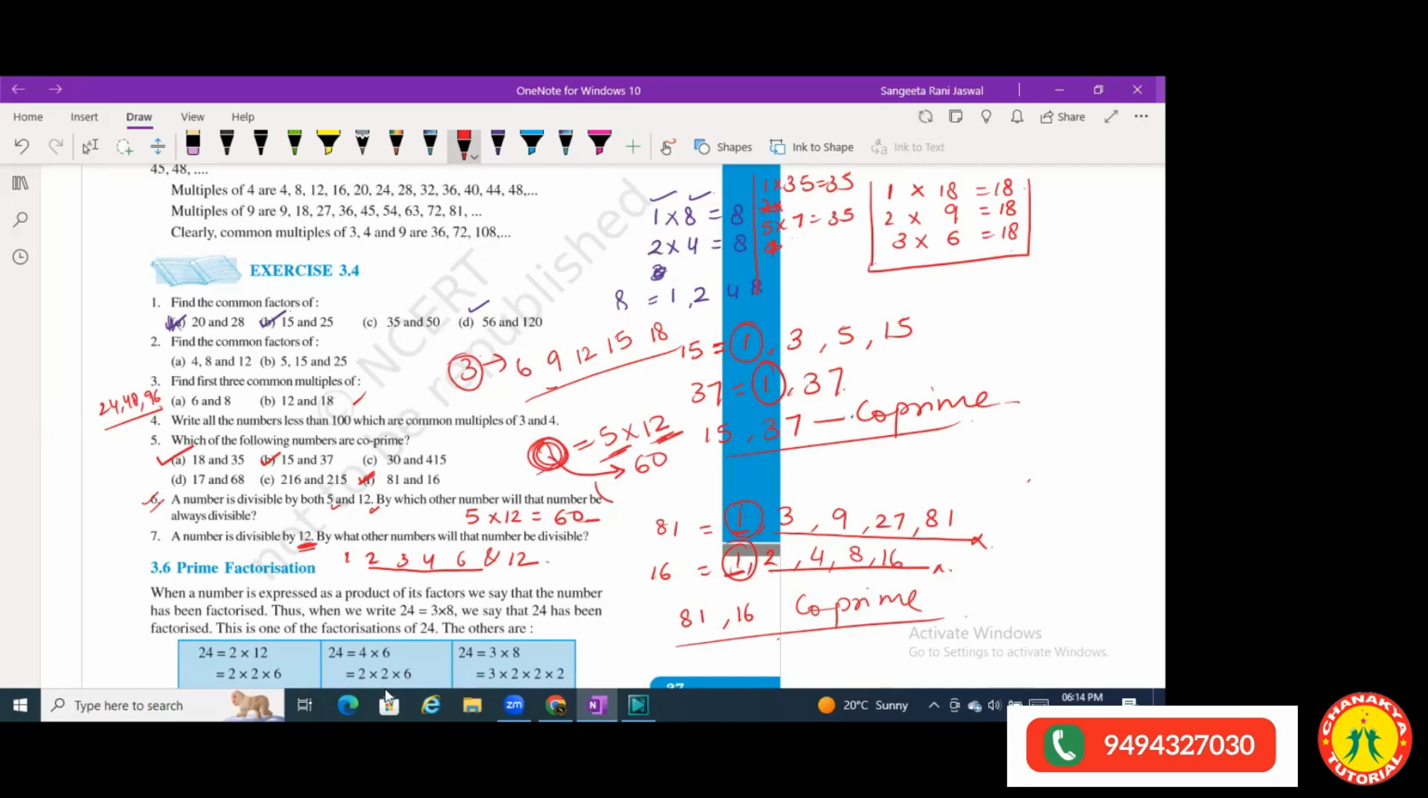A number is divisible by 12. By what other numbers will that number be divisible? Any number that is divisible by 12, what are the other numbers which will also divide it? So all the other factors of 12 will also divide that number. If 12 divides it, all the factors of 12 will also divide it.